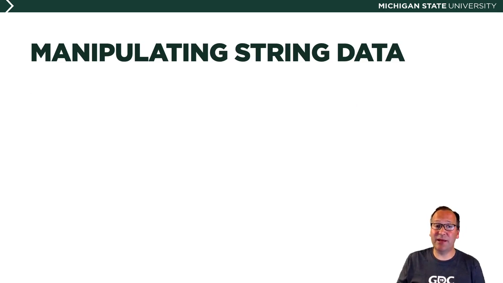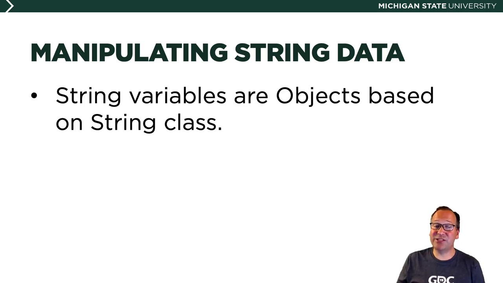Strings, like all data types, are based on a class. When we create a variable, we're instantiating an object based on the class. So when I create a string variable, I'm making an object based on the string class. Therefore, the string variable has properties and methods, just like other objects. If you look up the documentation on the string class, you'll learn what properties and methods are available.